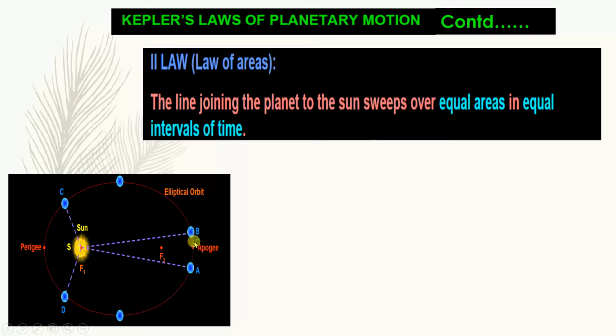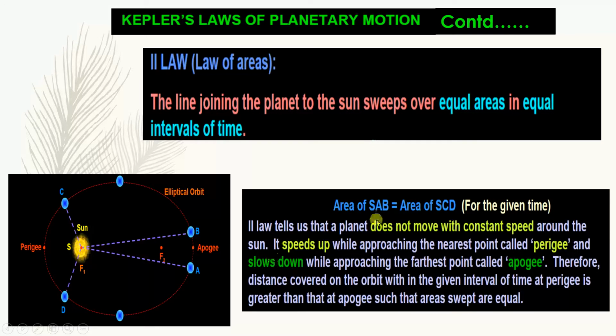यहाँ तो बहुत कम डिस्टेंस कवर किया है, उतना ही टाइम लगाया. यहाँ पे उसने बहुत पेरिजी पे बहुत डिस्टेंस कवर किया है, पर उतना ही टाइम लगाया. That means here somewhere the planet is faster and at apogee position the planet is slower. Let's see. Area of SAB, this area, is equal to area SCD, ये वाला area, ठीक है? For the given time, if the time is same, then the areas will also be same.